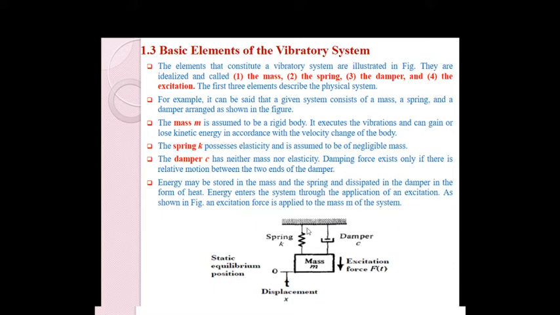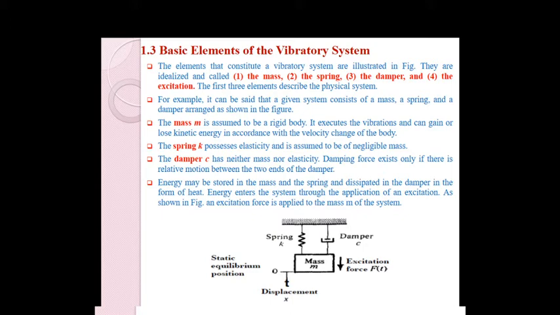Here in this figure you can observe I have shown one mass, spring and damper. So this is a way to represent any vibratory system. The basic elements of any vibratory system are: first the mass, second the spring, then the damper, and fourth the excitation. Why excitation? Because we have to apply the excitation force to the system so that the system will perform certain oscillation and we can calculate the different parameters of vibration.